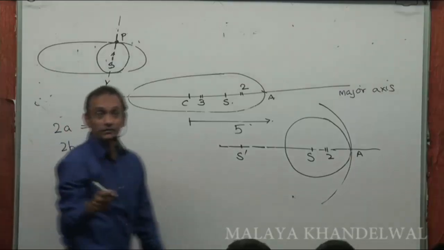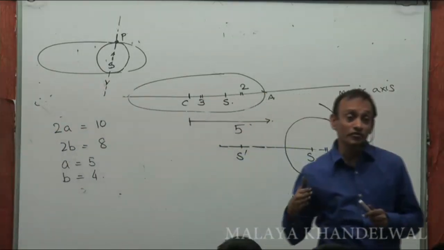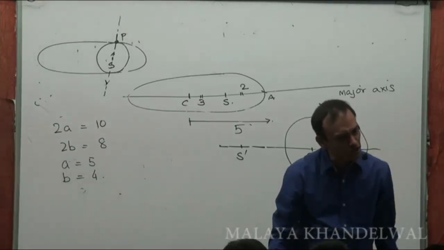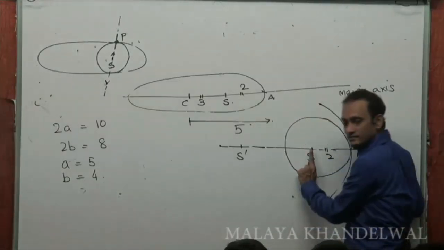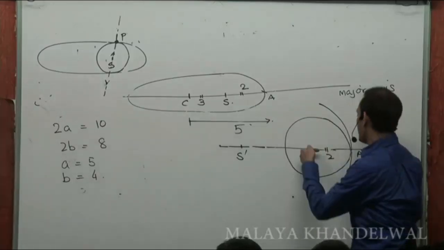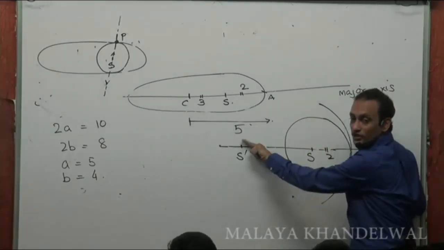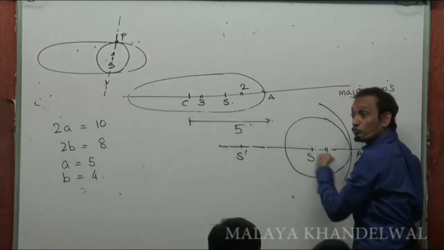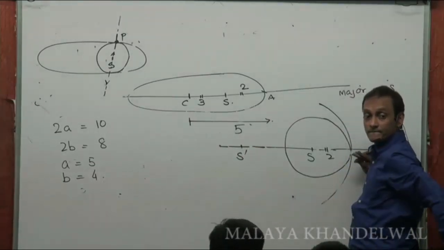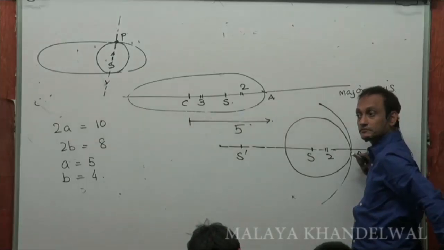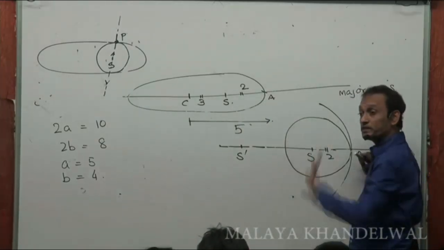Which cannot happen, right? If a ray of light starting from one focus is incident on the ellipse, then after reflection it has to pass through the other focus. But in this case, angle of incidence 0, angle of reflection 0, and in order to pass through the other focus, it has to be like this. So that cannot be the case.